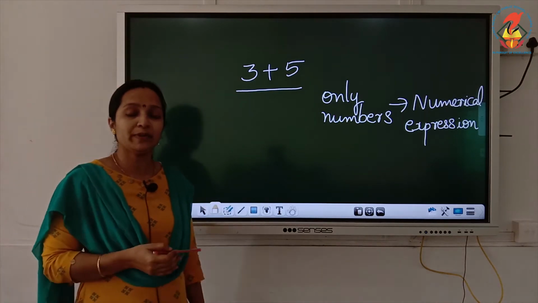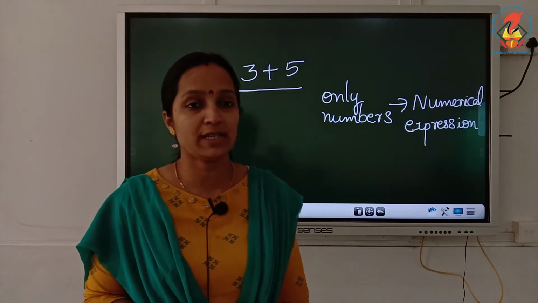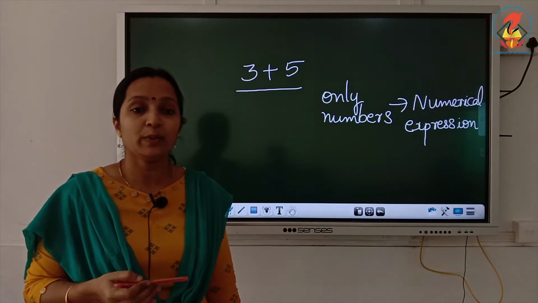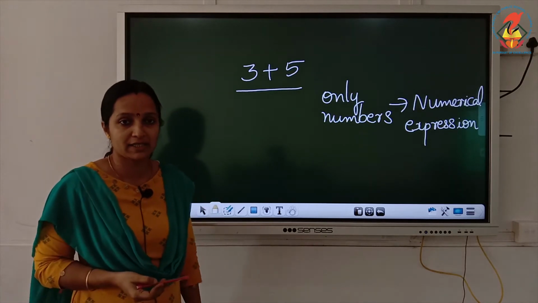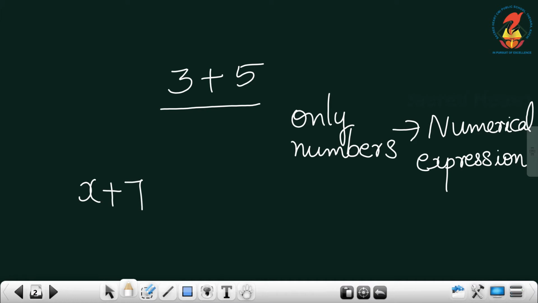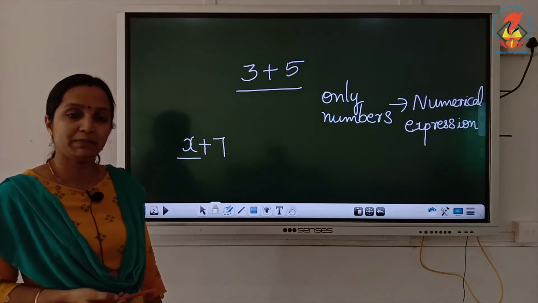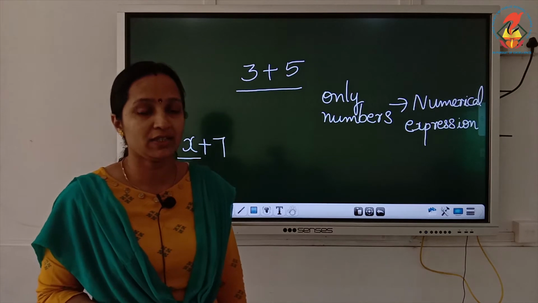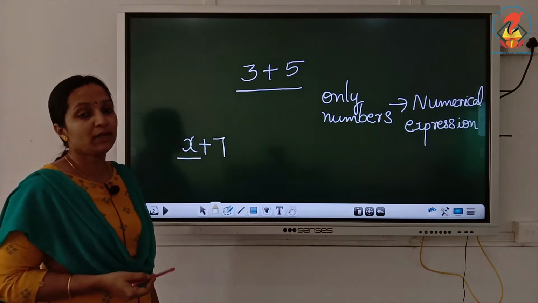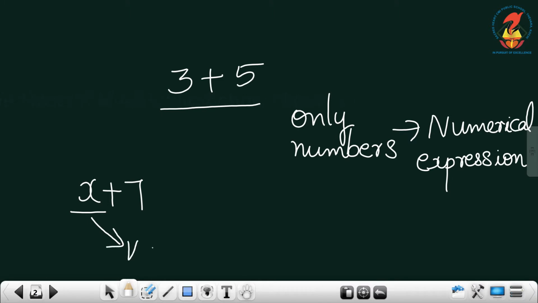Now tell me, how do we write the sum of a number and 7? We don't know what that number is, so what can we use? We can use a letter in its place and write it as x plus 7. This x can take any numerical value. That means its value keeps changing, or we can say it does not have a fixed value. So we can call this x a variable.